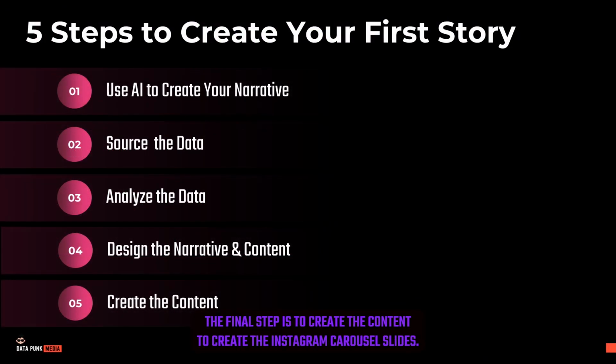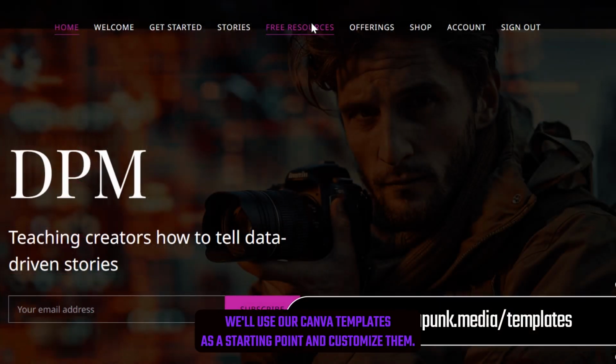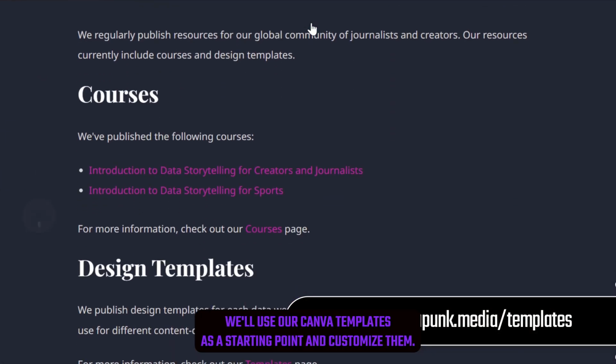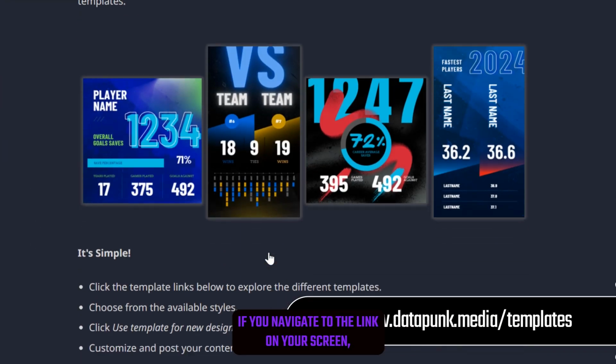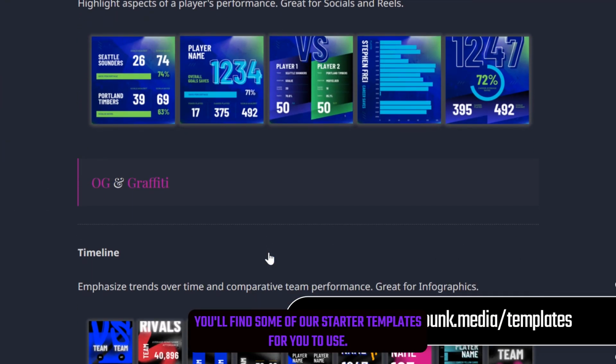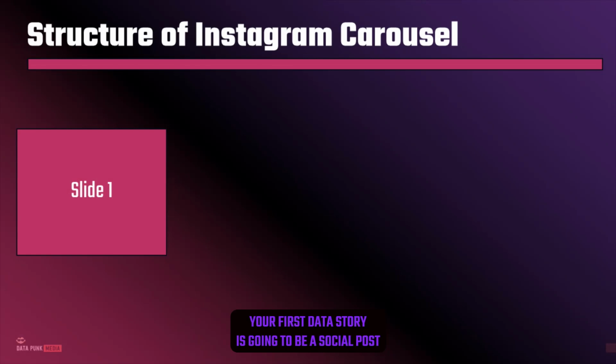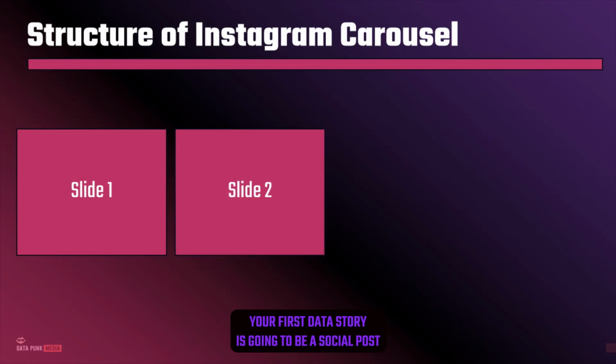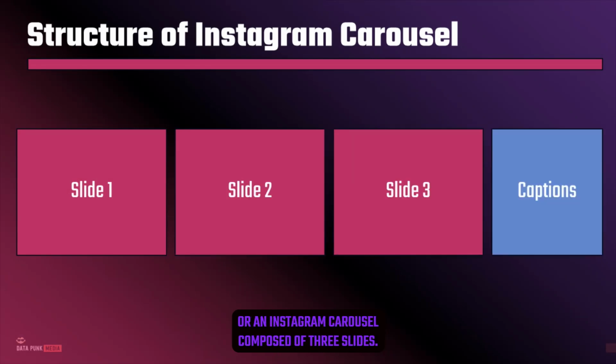The final step is to create the content. To create the Instagram carousel slides, we'll use our Canva templates as a starting point and customize them. If you navigate to the link on your screen, you'll find some of our starter templates for you to use. Your first data story is going to be a social post or an Instagram carousel composed of 3 slides.